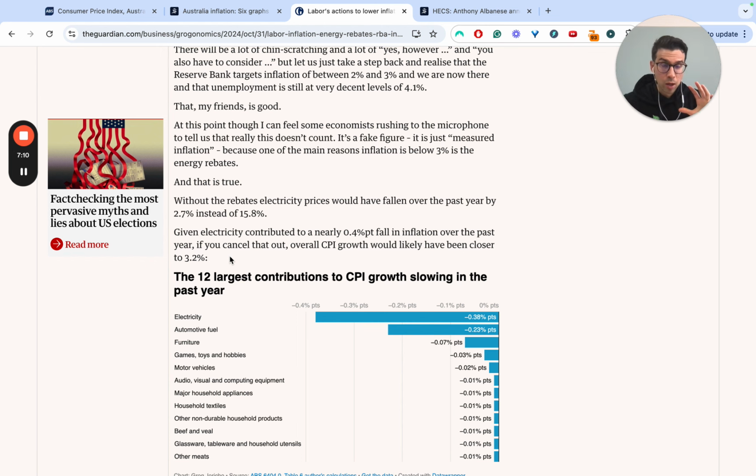So we can see how both the RBA and fiscal policy, at both a federal and a state level, are playing a role here in terms of that macro policy mix to try to get inflation down.